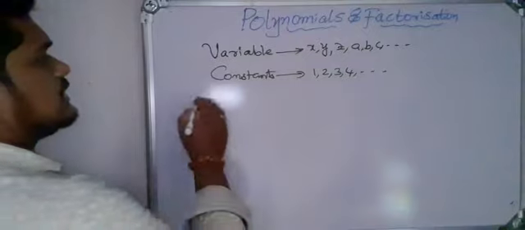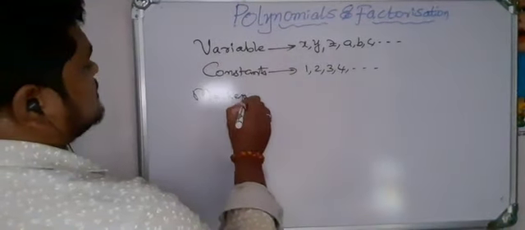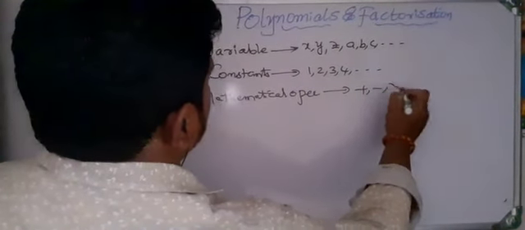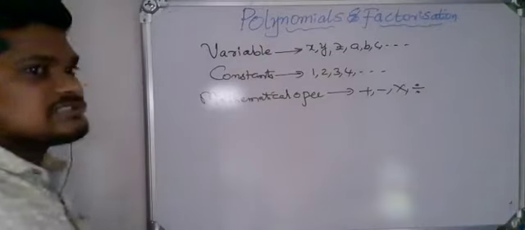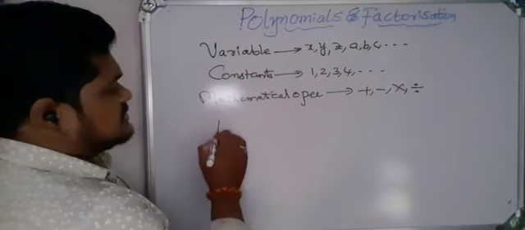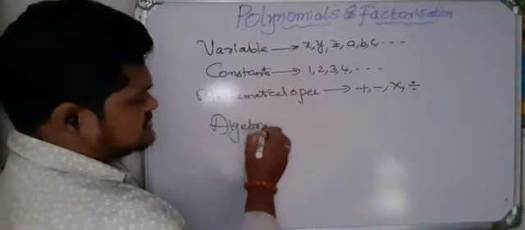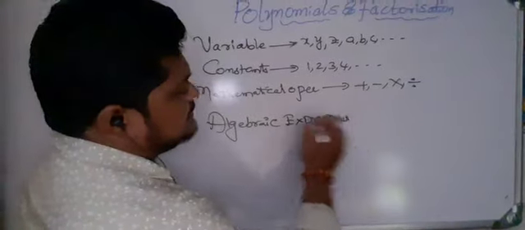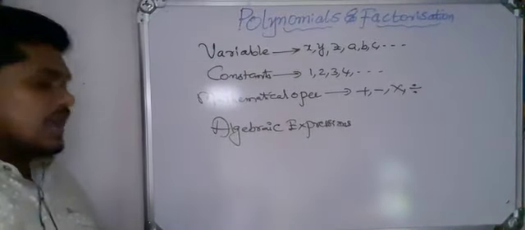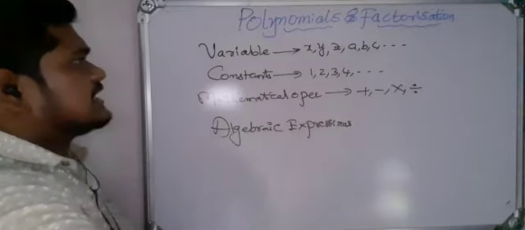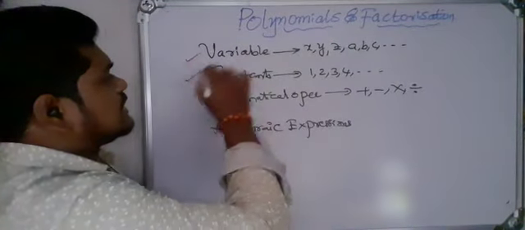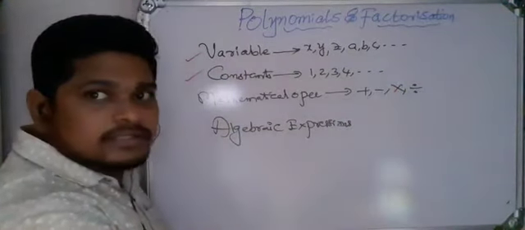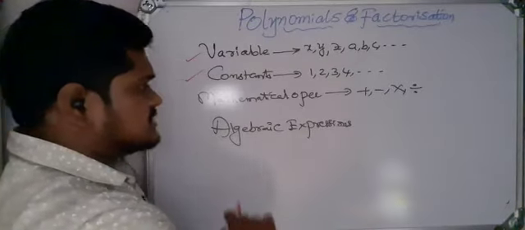Next we discuss the mathematical operations. Mathematical operations means we use the symbols plus, minus, into, divided by. Next we discuss the algebraic expression. Here onwards all of you listen carefully. What is meant by an algebraic expression? Algebraic expression means we connect variables or constants with the help of the symbols plus, minus, into, divided by. Those are called algebraic expressions.